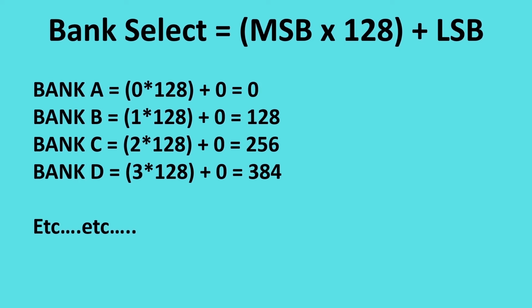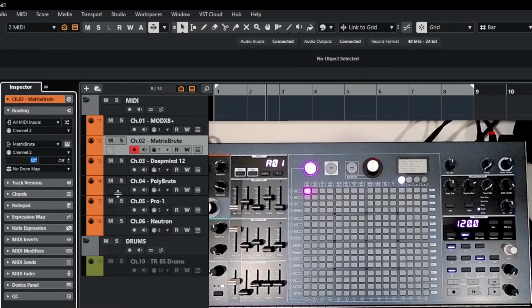For the Matrix Brute and Poly Brute, we use the MSB and not the LSB. So using the formula, bank A would be 0, bank B 128, bank C 256, bank D 384, etc. And on the Poly Brute, it would be similar. For preset F12 on the Matrix Brute, I would therefore enter 640 in the bank selector box and 12 in the program selector box. And again, when I press enter, you'll see it skips to the correct preset.